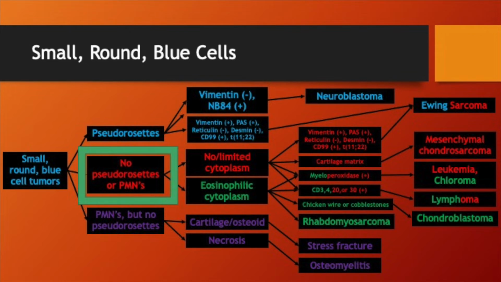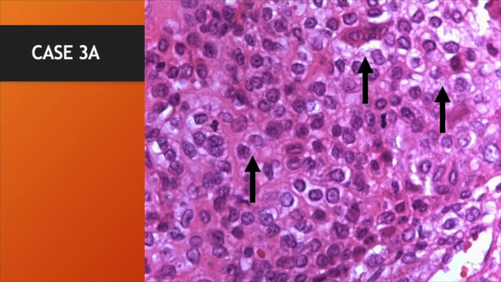So the next thing we have to ask is, is there no cytoplasm or limited cytoplasm, or is there a lot of eosinophilic cytoplasm? Well, what we're pointing to here is the cytoplasm. So this is sort of tough to see because you have some pink in here.